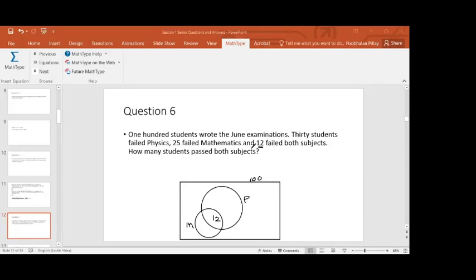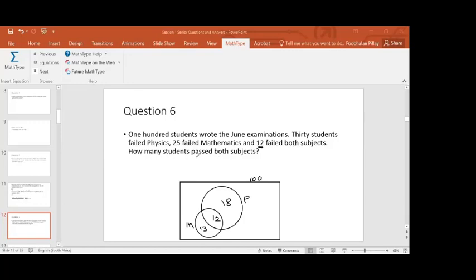Because now you can say there were 30 students who failed physics altogether, and 12 of them are here. So 18 would have to be on that side. Likewise, 12 failed mathematics, but 12 failed both, and altogether there are 25 people who failed mathematics. So there are 13 in that lot. See? So it means that 13 people failed mathematics, but they passed physics because they are outside the physics block. The question here is, how many passed both subjects?